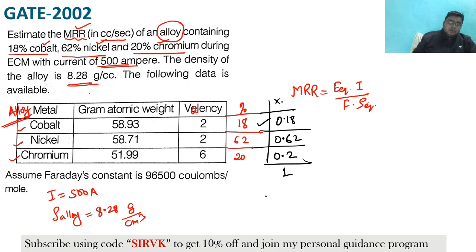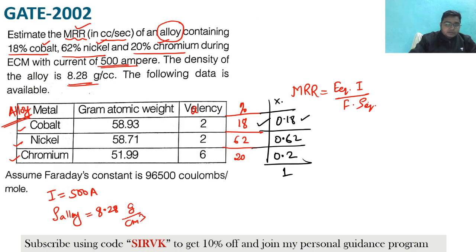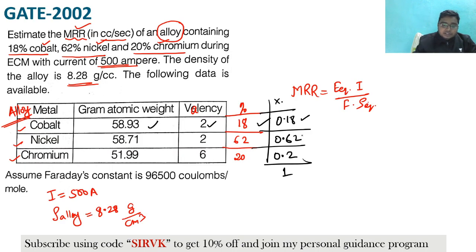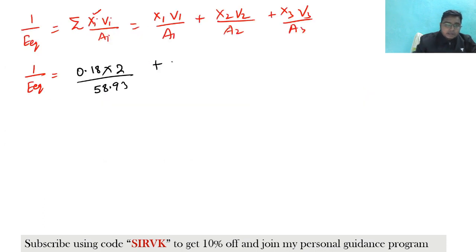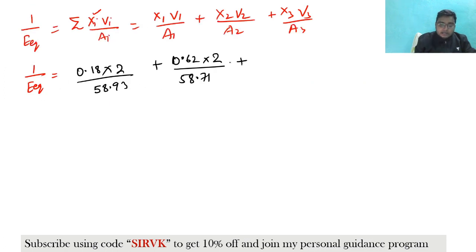So the values are given. This is 0.18 into the valency, which is given as 2, divided by a, that is 58.93. So 0.18 into 2 divided by 58.93, plus x2 is 0.62 into valency 2 by 58.71, plus x3 v3 by a3, where x3 is 0.2, v3 is 6, the valency is 6, and a3 is 51.99. So 0.2 into 6 by 51.99.